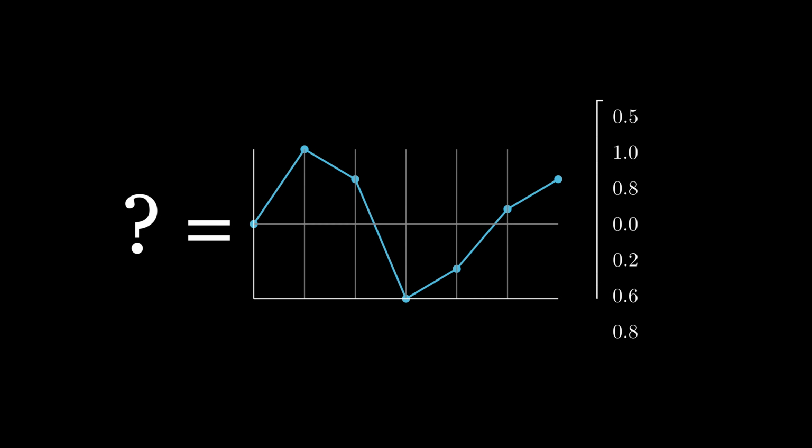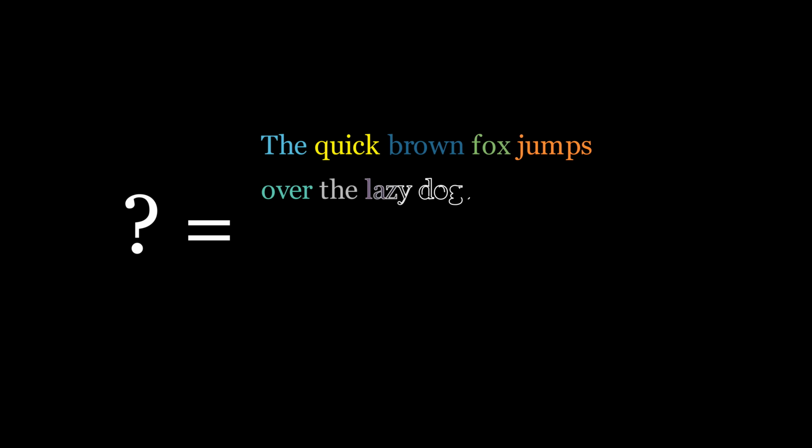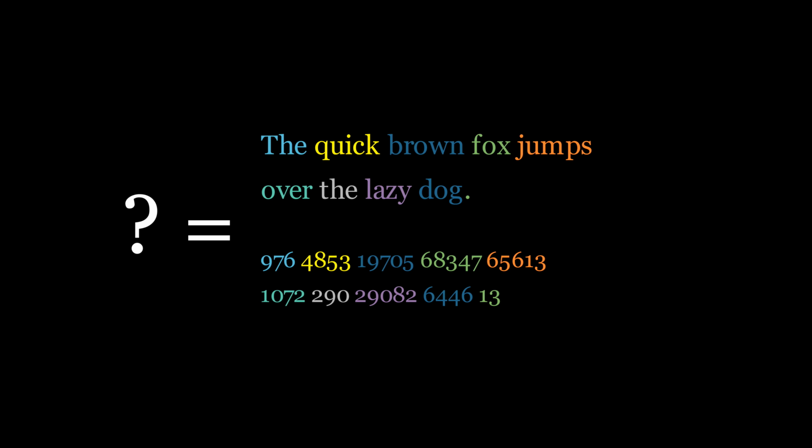Say you have some data you want to classify. This data could be of any type: the raw pixel values of an image, the raw samples of audio, a portion of text, as long as it can be represented as an array of a fixed amount of numbers.